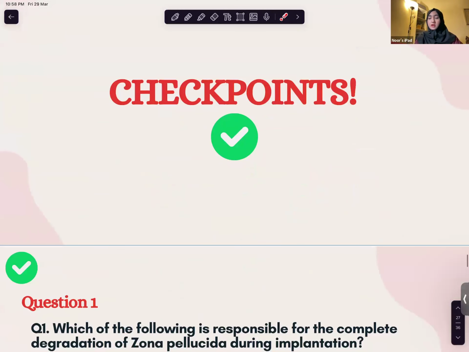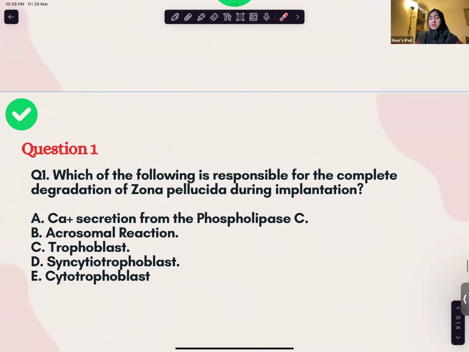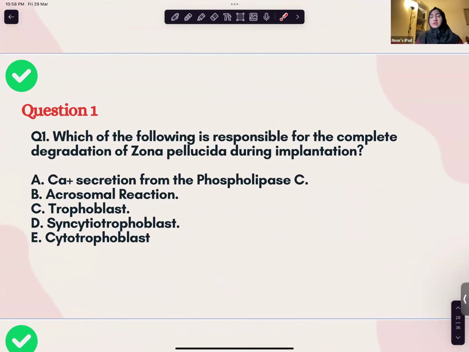All right. We basically have the checkpoints here, which are some questions. So I'll discuss the questions. Which of the following is responsible for the complete degradation of zona pellucida during implantation? A is calcium secretion from phospholipase C. B, it is acrosomal reaction. C, it is trophoblast. D, syncytial trophoblast. And E, it is cytotrophoblast. I would say that you pause the video here and think of the answer so that you can know the explanation later, and you can know if you scored correct or not.